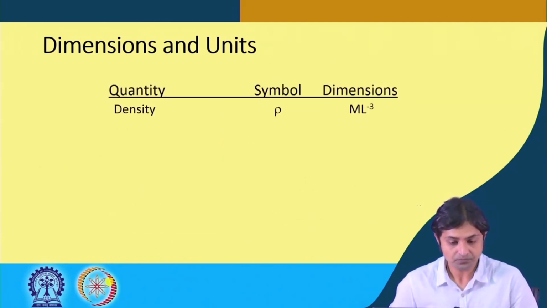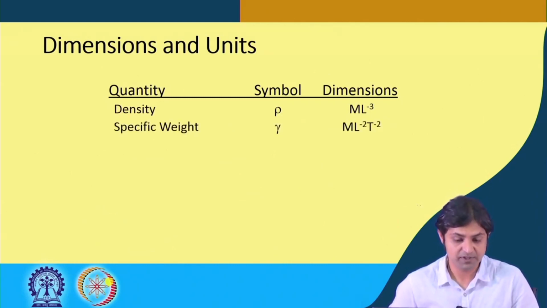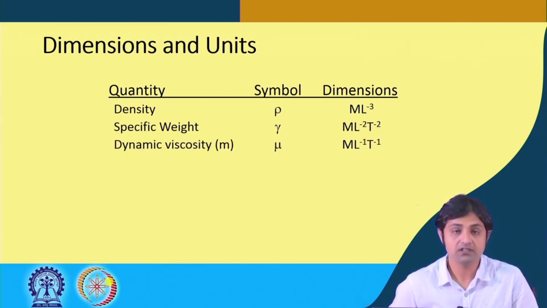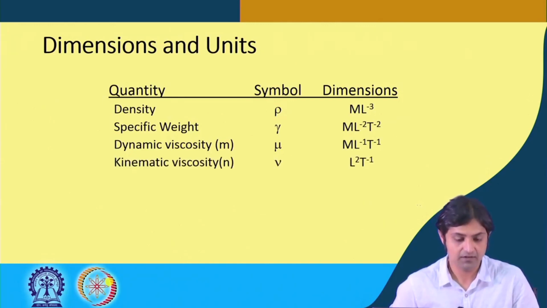So density is given by rho, its dimension is ML^-3. Specific weight is given as gamma. We will come to that, what specific weight is. Dynamic viscosity is the next dimension. These are some of the more complex quantities for which we have simply written down the dimensions, but you can actually derive them. We will see.